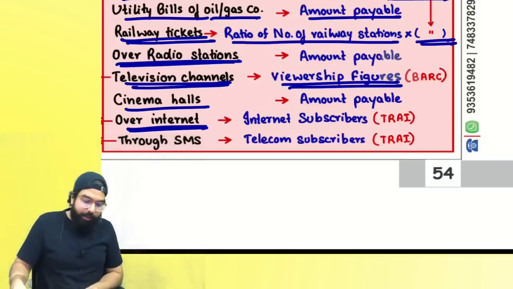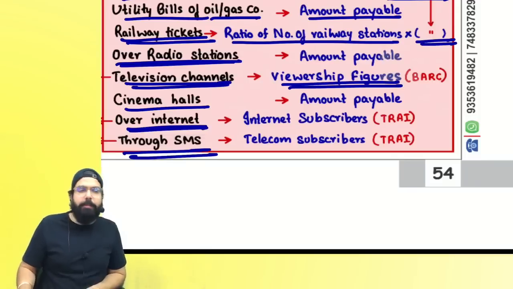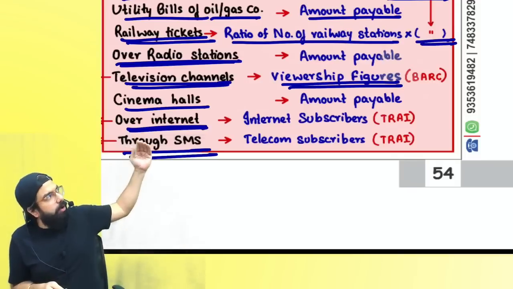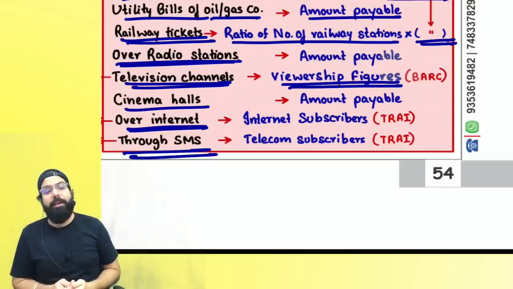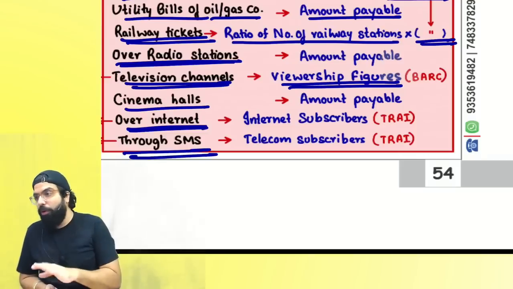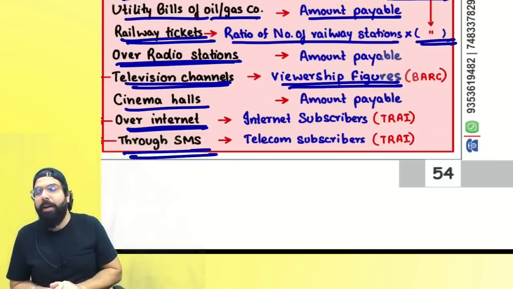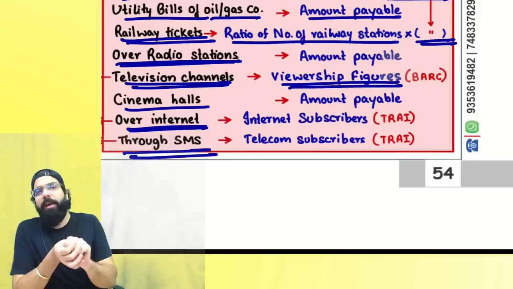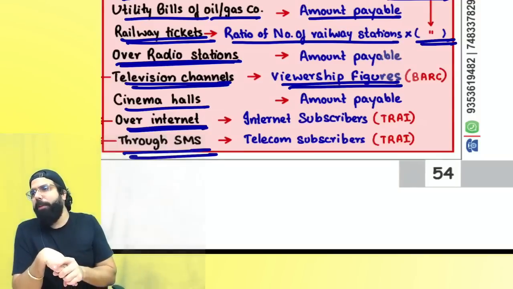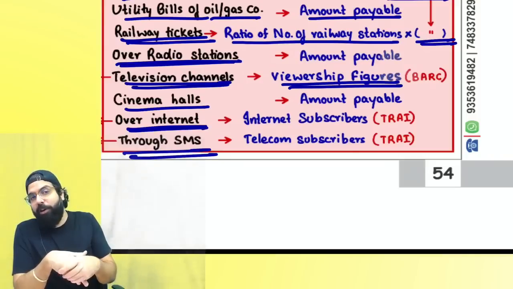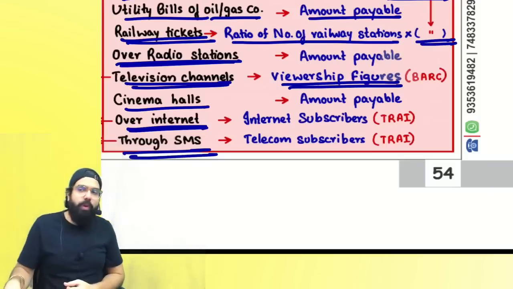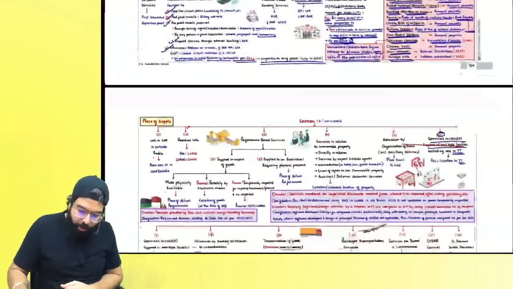Done, everyone? Sir, if the government has told me to do advertisement by SMS, and I have agreed, okay sir, we'll do it. For advertisement over SMS, whatever is the amount paid, no, not on the basis of the amount paid. You will have to do the apportionment on the basis of telecom subscribers, and the telecom subscribers given by the Telecom Regulatory Authority of India for the last quarter have to be taken. I hope everyone is clear till here.